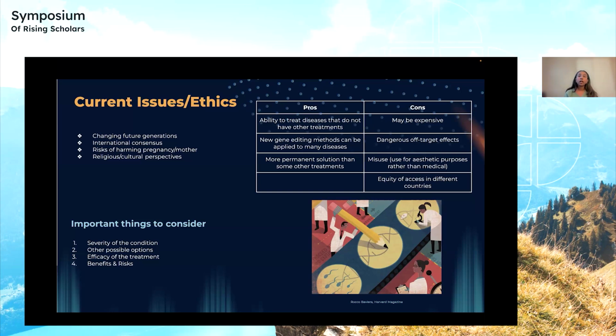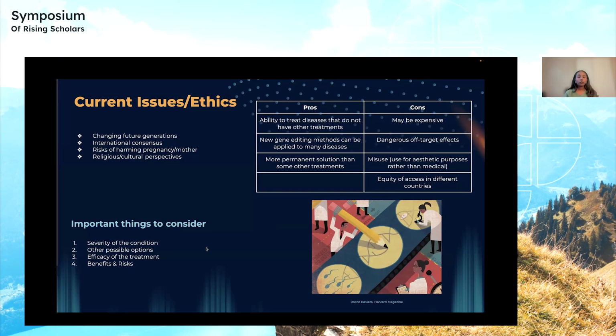you're going directly to the cause of the problem and you're fixing that. However, there are other cons to this, like it can be expensive because of how detailed these gene editing methods are. There can be chances of off-target effects. There's chances for misuse. I'm sure we've all heard about designer babies and using it for purposes other than what's necessary. And there's also the issue of equity of access in different countries.